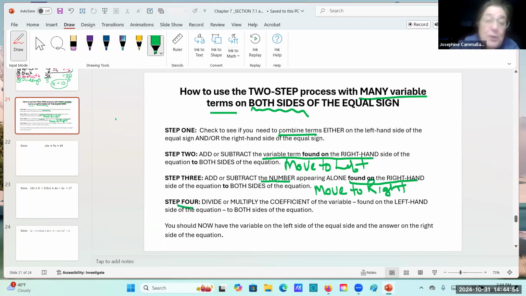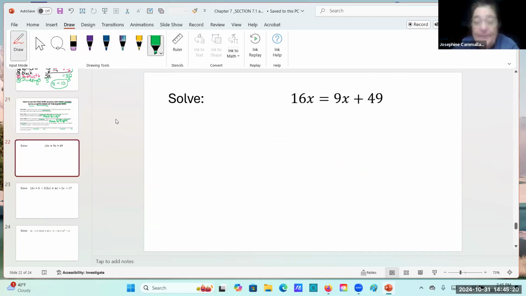And then we're going to multiply or divide. Now, the key is the variable is going to be on the left. The answer or your number is going to be on the right. Now, this may not make sense until we do it a couple of times or I show you. Now, these are my last 3 slides.